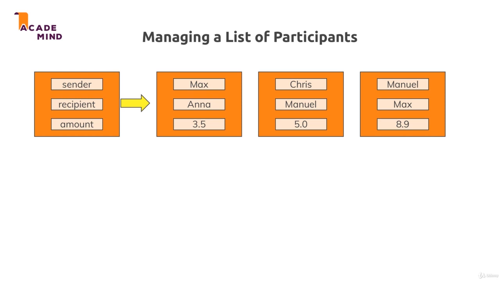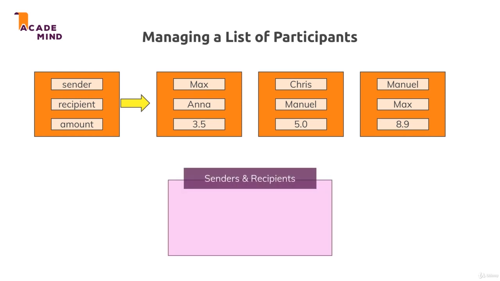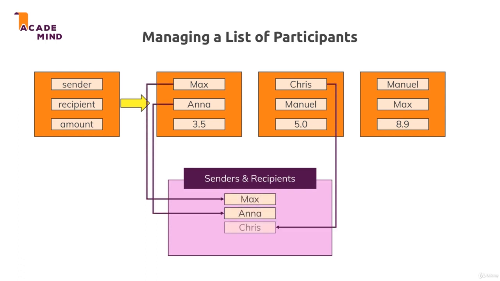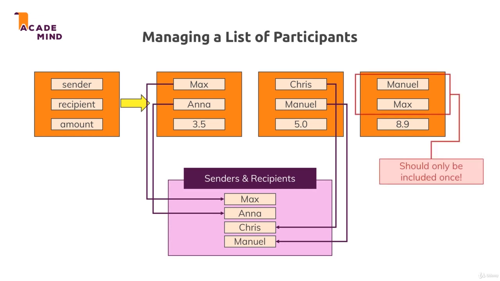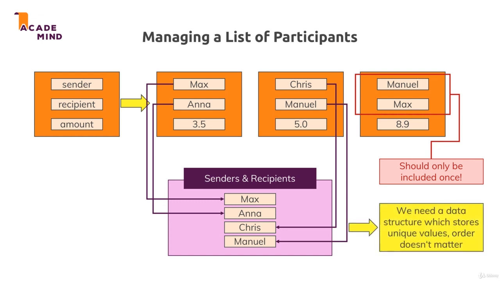And maybe we want to manage a list of senders and recipients. And such a list would basically include all these keys here, all these names, these identifiers, but only once. So we don't want to have Max twice in there. And please keep in mind, the name is just a placeholder here. In the end, we would have a unique ID. So even if we have two people named Max, we wouldn't use their name, so we wouldn't have any duplicates. So we want to have each identifier only once. For that, we need a data structure which stores unique values, and the order doesn't matter here.